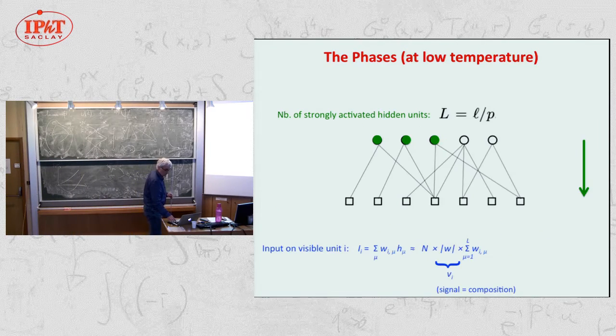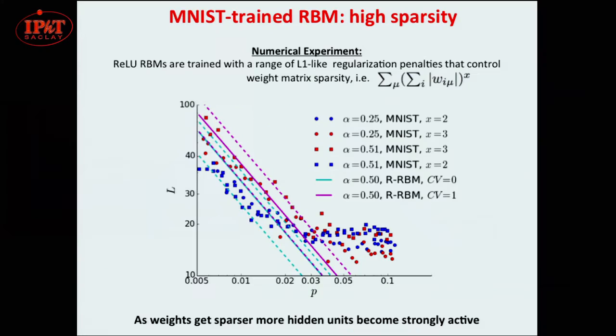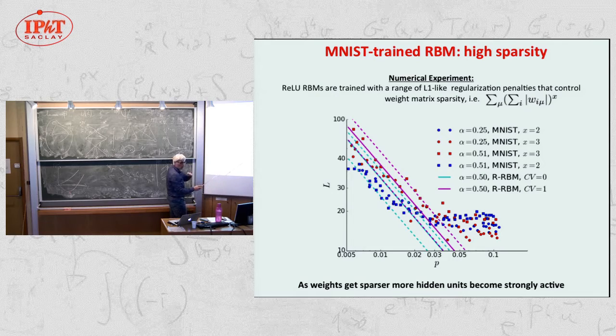So I'm coming back to that. So one prediction of the theory is that the number of hidden units which are strongly activated, L, should scale as 1 over the sparsity. And in fact, that can be seen if you train again the machine on MNIST or any kind of data, but I mean on MNIST here. I will show you also on proteins in a while.